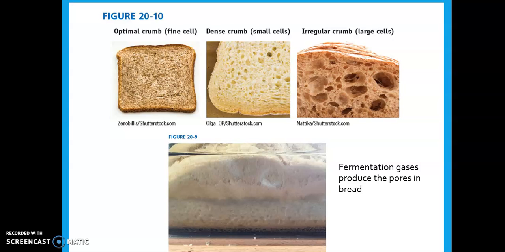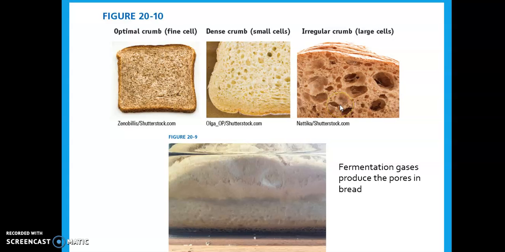So there's the fine cell. They call this the optimal crumb, but I think that really depends on texture, not preference. But you could see that there's really small holes in this slice of bread, just similar to the multigrain that I showed you guys. Then there is your dense crumb. That's going to have some small air cells in it.